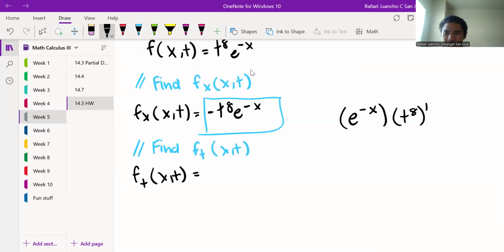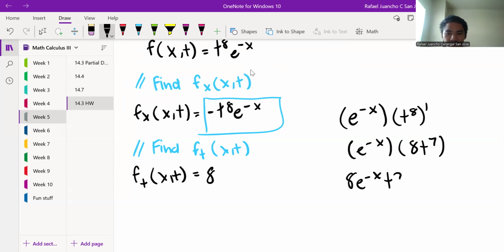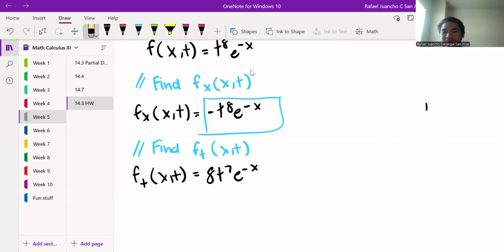So what is this? Well, I bring down my 8. So I get 8 t to the 7th. And I'm done. I could just say 8 e to the negative x t to the 7th. Or in any form. I don't care. But I should get the same answer. Let me put my t first, actually. I don't know. I'm biased. It looks nicer that way. Yeah, that's it. I'm done.